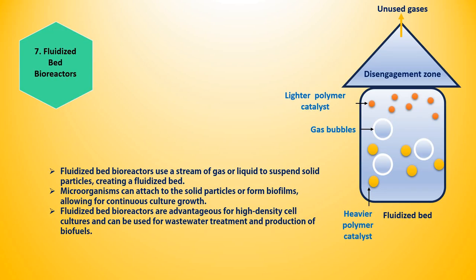Number 7 is fluidized bed bioreactors. These are very specialized bioreactors where a stream of gas or liquid is used to suspend the solid particles, creating a fluidized bed. So large gas bubbles are released from the lower portion of the bioreactor. For that reason, it causes a fluidic nature within the bioreactor media, and the microorganisms can attach to the solid particles or form a biofilm, allowing for continuous culture growth.